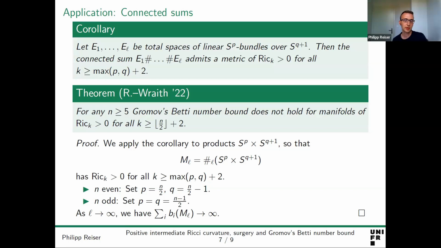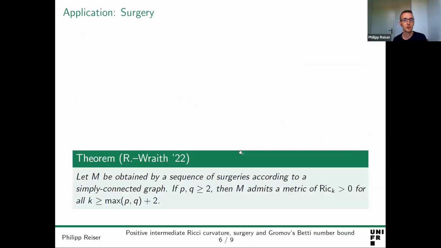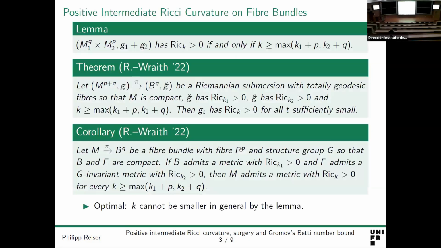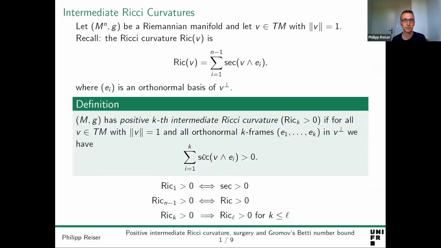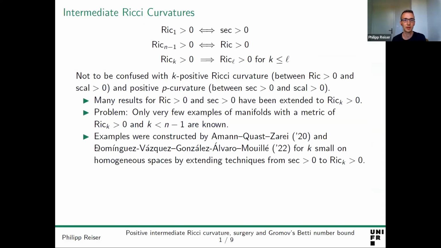Yeah, if the action is free at least, so that the quotient is a manifold, then this result here would also give you something on the total space. Yeah, I see. But it depends on what K you have on the group itself. And this gives you something which is always above the middle dimension. In the work by Dominguez Vasquez, Gonzalez Salvador, and Mouillet that I mentioned at the very beginning, they consider special cases where you have homogeneous fibrations, and then you can even get better values for K in some cases.